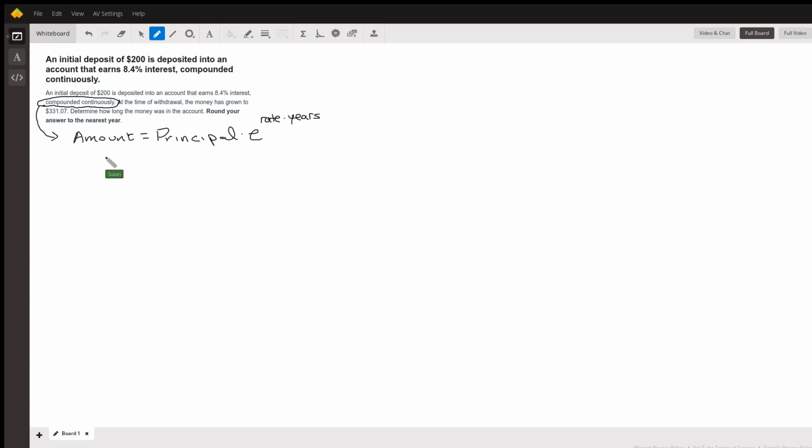So the amount we end up with is $331.07. The amount we start with is $200. e again is just a number, it's on your calculator. And the rate as a decimal is going to be 8.4%, which is 0.084. So that's going to go in our exponent along with t for years. So we're going to solve for t.